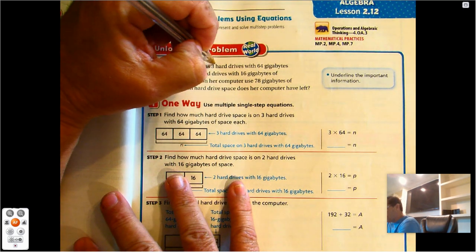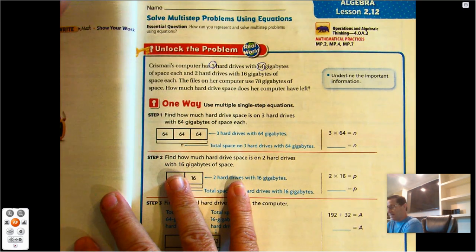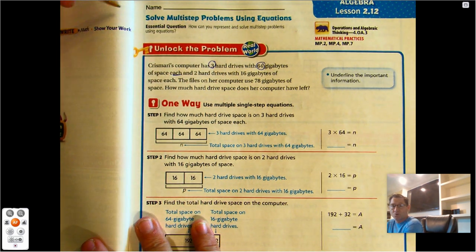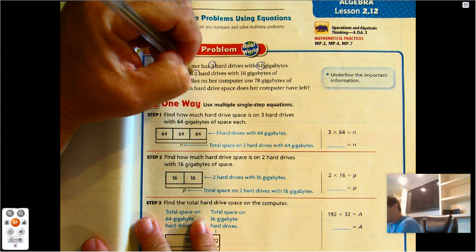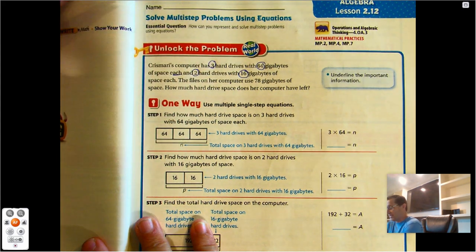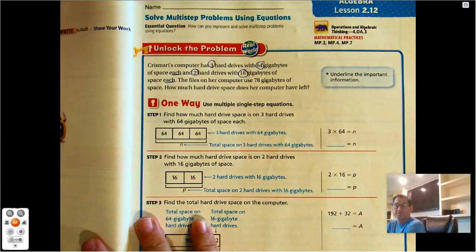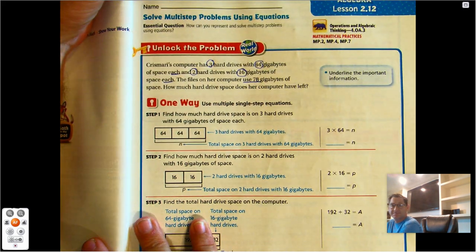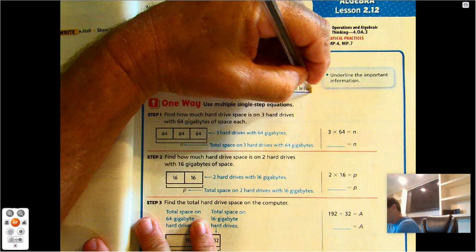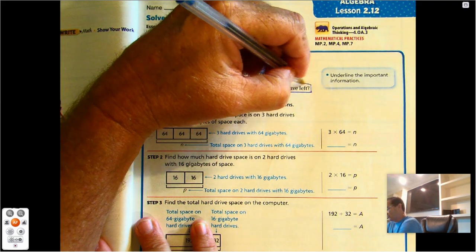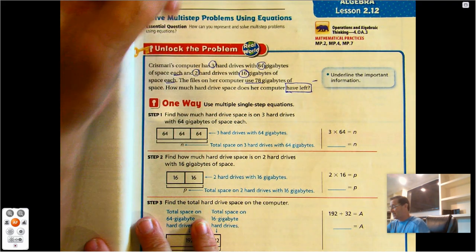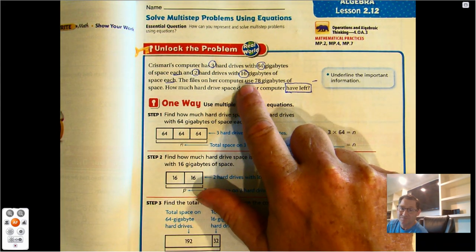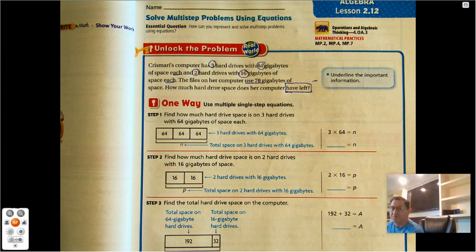All right, so we have 3 hard drives, 64 gigabytes each. That word's important. That means I can multiply. 2 hard drives, 16 gigabytes of space each. And her computer used 78 gigabytes. How much does her computer have left? So that's a clue that we need to subtract. All right, so underline the important information. I actually circled it, so feel free to underline it.